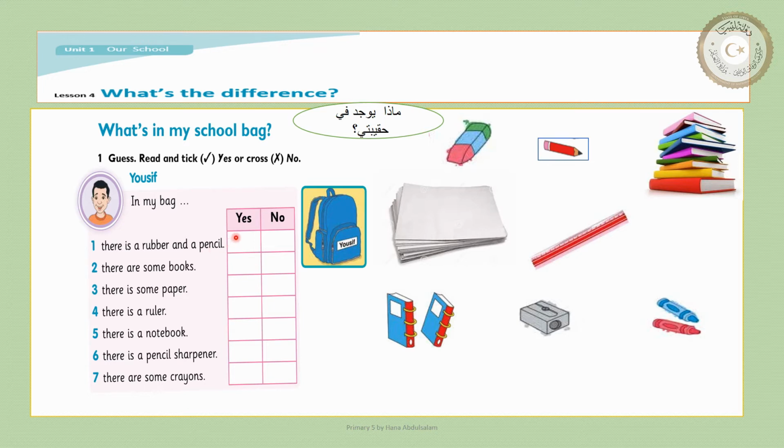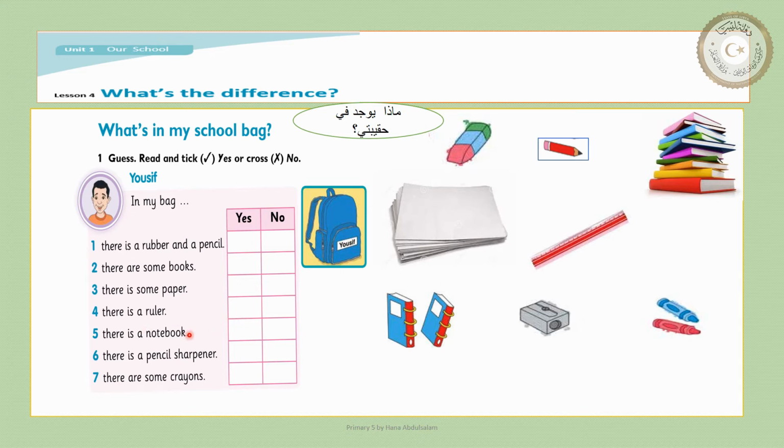Muhammad, what did you write? Yes. Rahaf. No. Okay. There are some books. We don't know. This is the bag, so we guess. Just try to guess. There are some books. What do you think? What about some papers? Rujain, what did you write? Yes or no? About some papers? No. Good girl. There is a ruler.